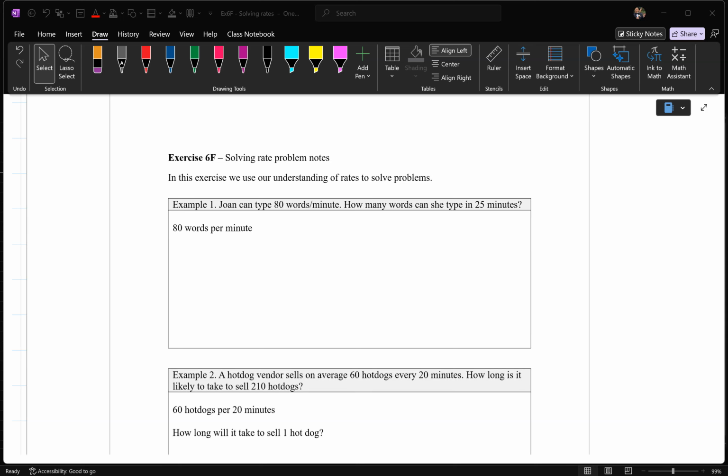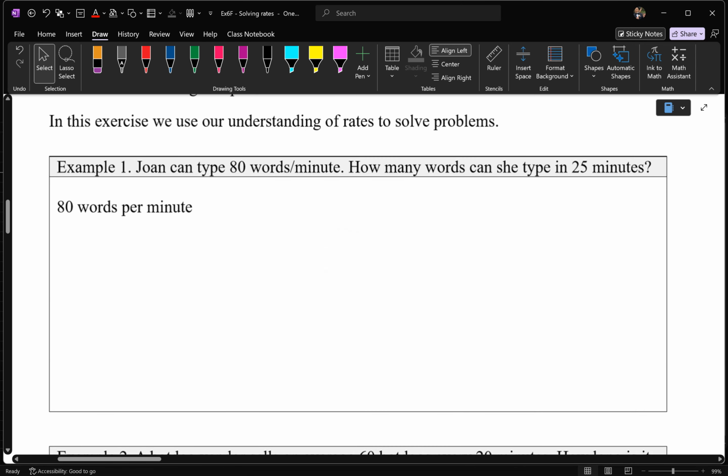Hey there, your mates. In this video, we're going to be going through exercise 6F, which to me, for a lot of students, they may not get to this point, but it is helpful to then understand how you can apply rates to solve your problems. So let's have a look at a few rate problems here, typical ones.